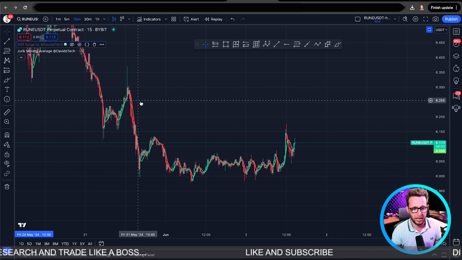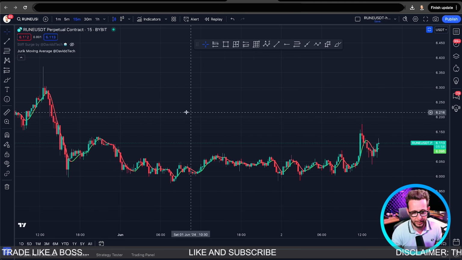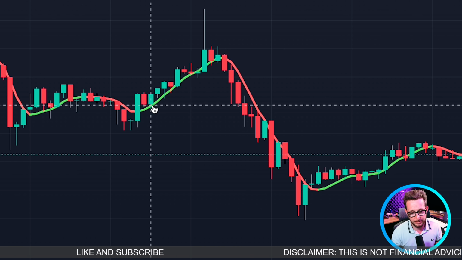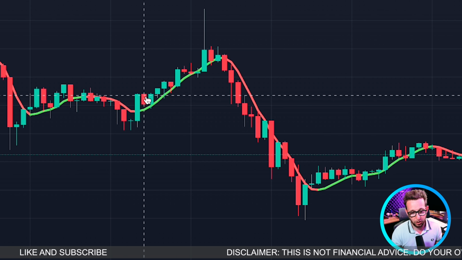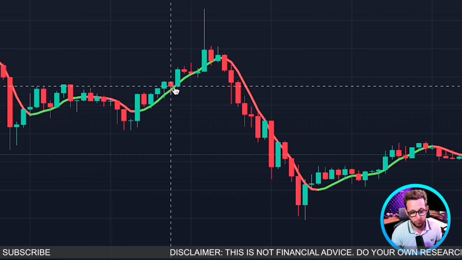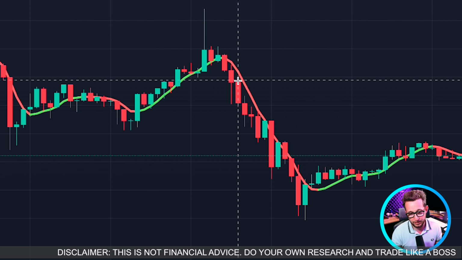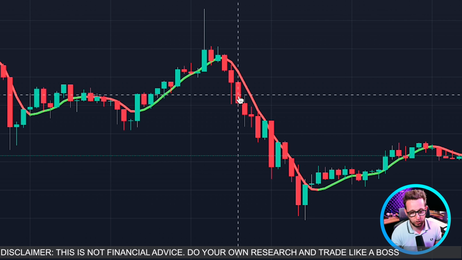So we've added the JMA by DaviddTech. It looks like this. It's going to give us our trend direction. When the baseline, the JMA, is green and the candles are closing above the actual JMA, we're looking to take longs. When closing below and the line is red, we're looking to take our shorts.